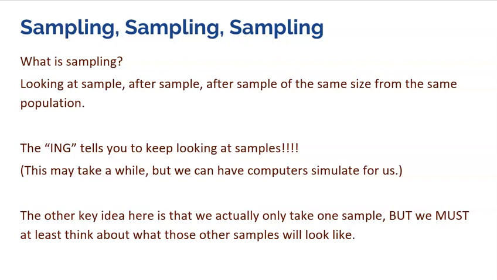So what is sampling? Well, looking at sample after sample after sample of the same size from the same population, right? When you put ing to the end of a verb, it means to keep doing it. If you tell me to jump, I'm going to jump one time. When you add ing on to jump, you get jumping, which means I'm just going to keep jumping over and over and over again. So when we talk about sampling, we're no longer talking about looking at one sample. We're talking about looking at sample after sample after sample after sample of the same size from the same population.